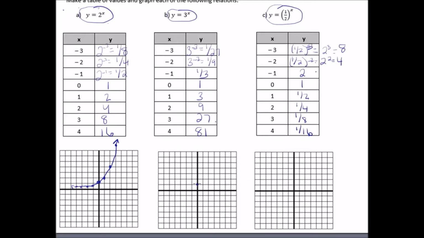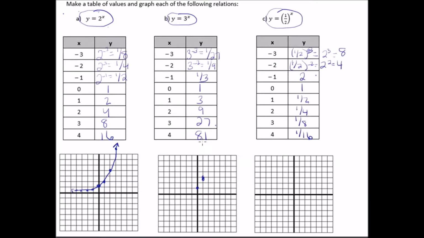And then 0 and 1, 1 and 3, 2 and 9, that's way more up there. All right, there we go. Okay, and this is 1/3, and this is decreasing very quickly on that side. Okay, and then we have 1/2 to the x. So this will be 1, and then negative 3, 8, negative 2, 4, negative 1, 2, and then these are going to get smaller and smaller very quickly. Okay, so there are the 3 graphs.